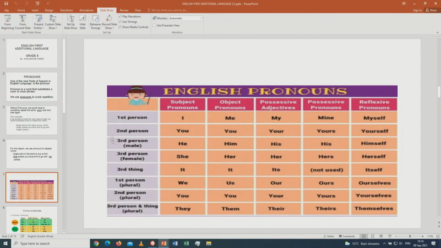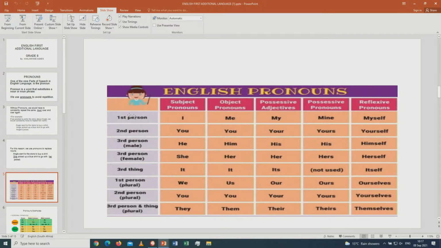English pronouns are divided into subject pronouns, object pronouns, possessive pronouns, and reflexive pronouns. Take note that in this column, possessive adjectives are not pronouns.